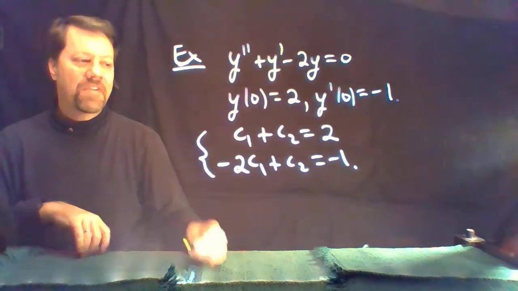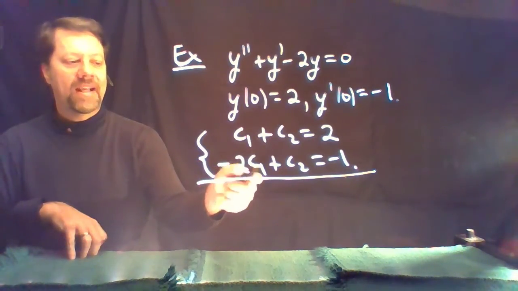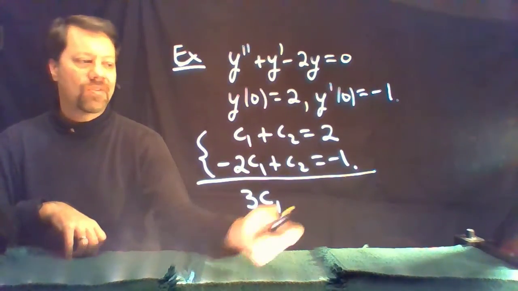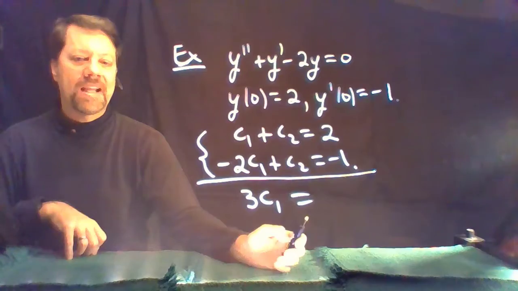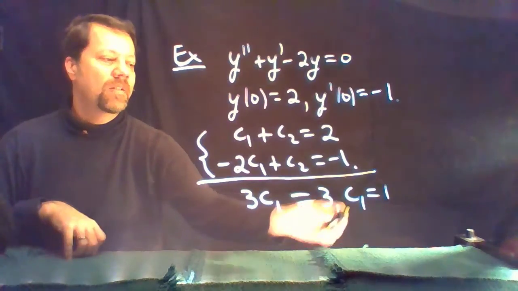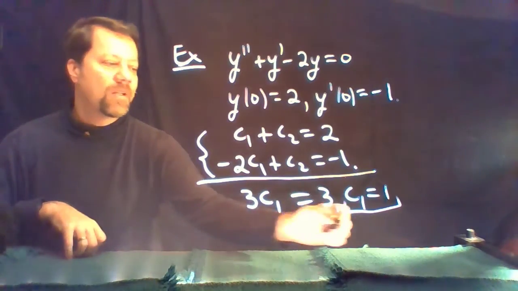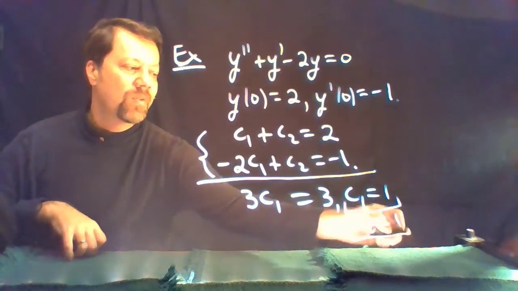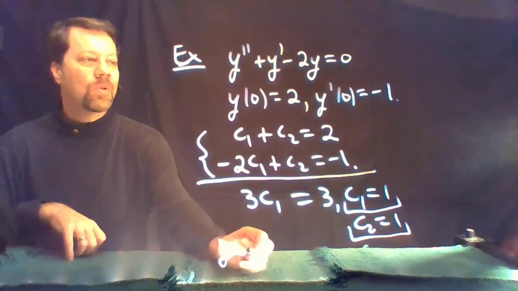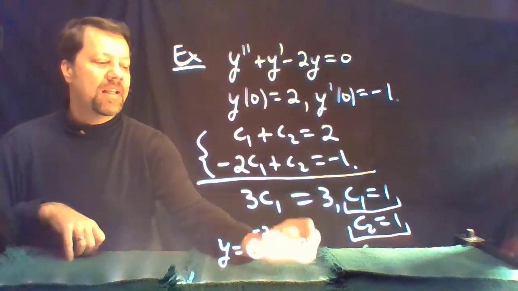This system is very simple to solve by subtracting. c1 minus negative 2c1 is 3c1. c2 minus c2 cancels. And 2 minus negative 1 is 3. From this we deduce that c1 is 1. Based upon the first equation, if c1 is 1, then c2 is also 1. That means that the solution to the initial value problem is y equals e to the negative 2x plus e to the x.